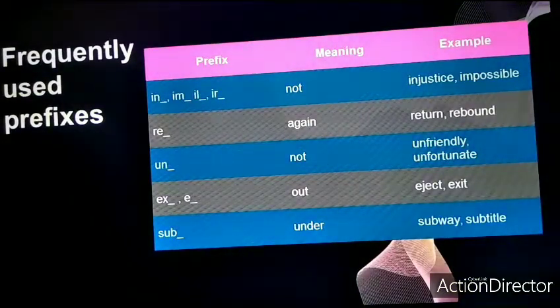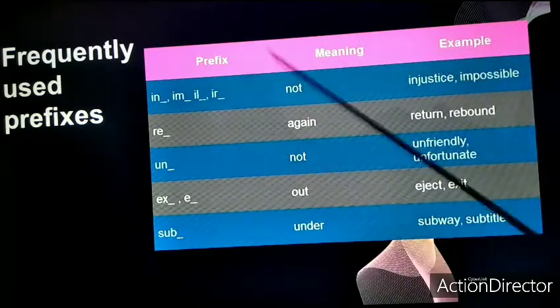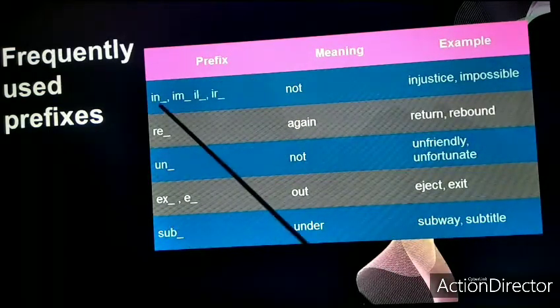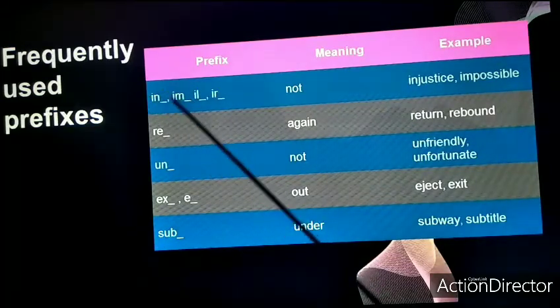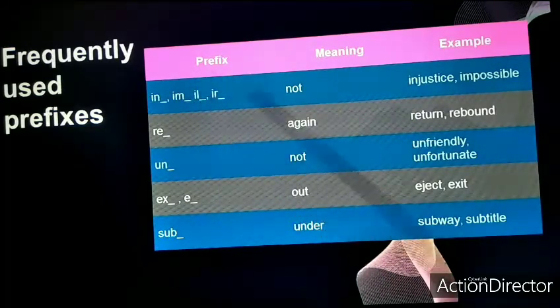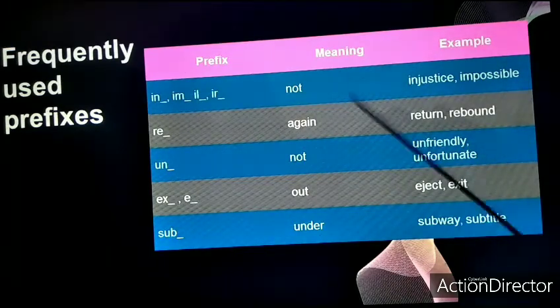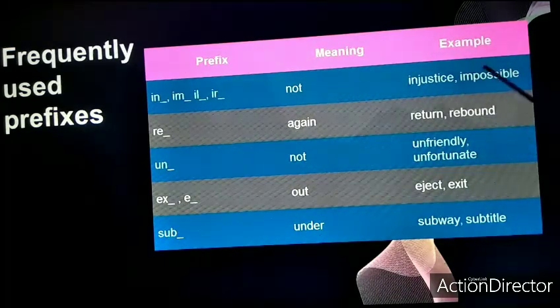Frequently used prefixes. Now in here we have a table containing a prefix, the meaning of that prefix, and an example of a word that uses or contains that prefix. The prefix in, im, il, and er means not, something that is not happening. For example, injustice, something that is not fair or doesn't have any justice, and impossible, something that is not possible.